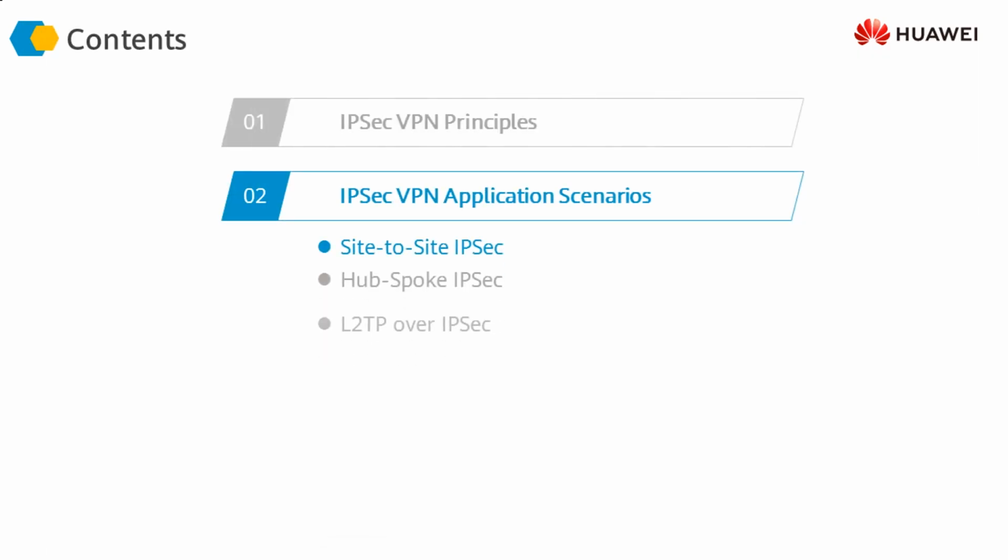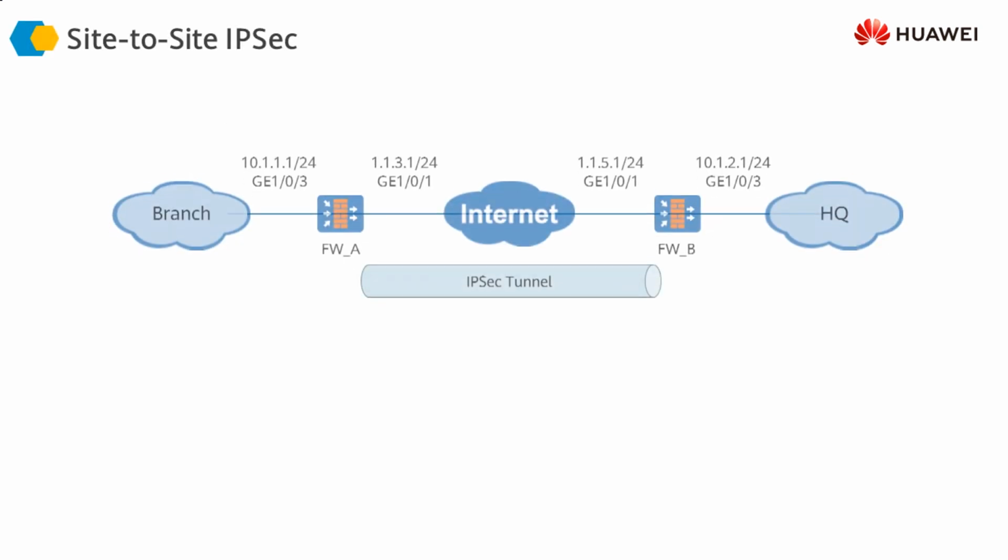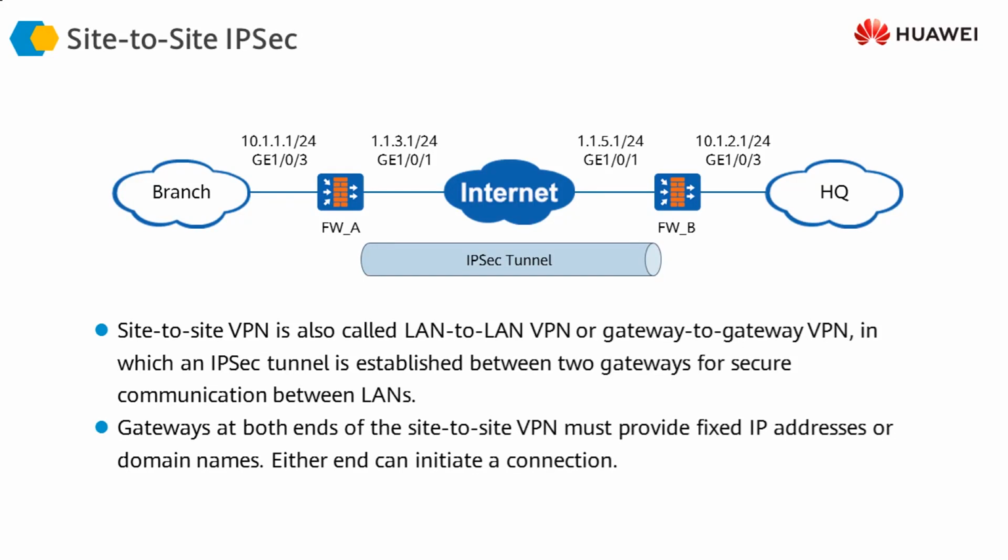In this video we are going to discuss the different application scenarios and how we do the configuration for those scenarios. The first scenario that we are going to discuss is the site-to-site IPsec VPN. This is a situation where we have a branch office and the headquarter. The branch firewall is trying to establish an IPsec tunnel with the head office firewall. We can simply say that the two firewalls need to establish an IPsec tunnel with each other.